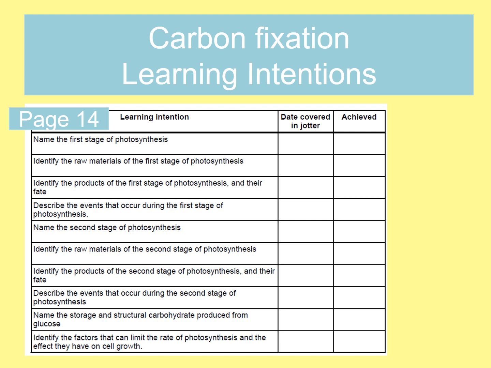In this PowerPoint, we're going to focus on 5 learning intentions from page 14 of your student guide. By the end of this lesson, we hope to be able to name the second stage of photosynthesis, identify the raw materials of the second stage, identify the products, describe the events that occur during the second stage, and finally be able to name the storage and structural carbohydrate produced from glucose.